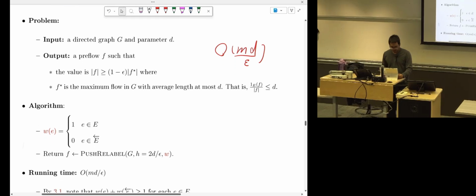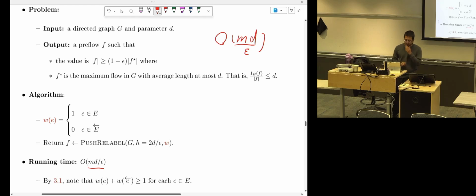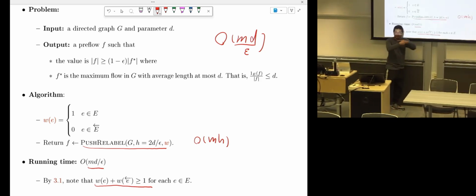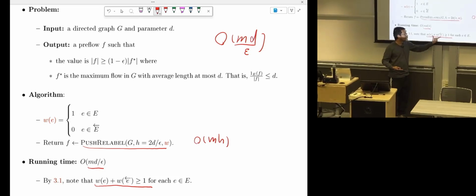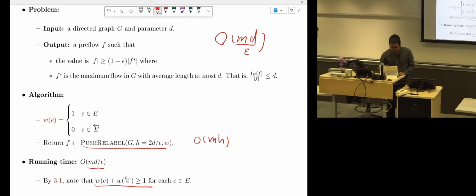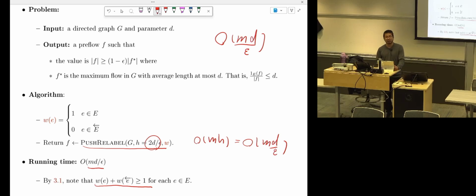Good. And you see the running time here is just md over epsilon, because the time for push-relabel takes mh as long as the sum of the weights on both the forward and backward edge is at least 1, and h here is d over epsilon. So this is md over epsilon. Okay. So running time is clear, but we just need to see why it's correct.